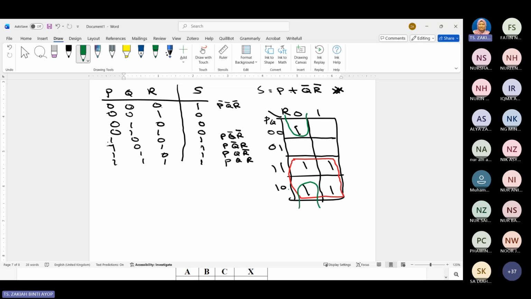So it's adjacent. 0, 0, and 1, 0. The one that is similar is this, 0 and 0 here. So for the green circle here, look at the one that has the same coordinate, same state. Okay, P bar and Q can be cancelled. 0 and 1 can be cancelled. What's left is Q bar. So write the row first, Q bar.